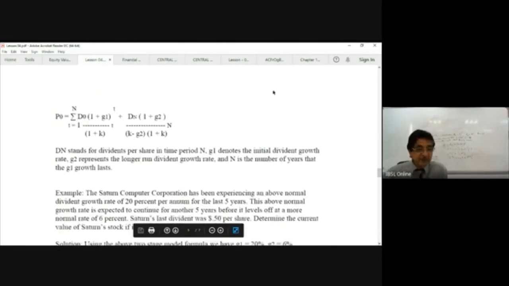Now this is the formula, but I think it's very cumbersome. If you look at the formula, you will feel it is awkward and difficult even to memorize. But I don't ask you to memorize it. We can just go by first principles, and it is much easier to go by that method. Now, DN stands for dividends per share in time period N. G1 denotes the initial dividend growth rate, and G2 represents the longer run dividend growth rate, and N is the number of years that the G1 growth lasts. Right, anyway, we can put this in a simpler form.